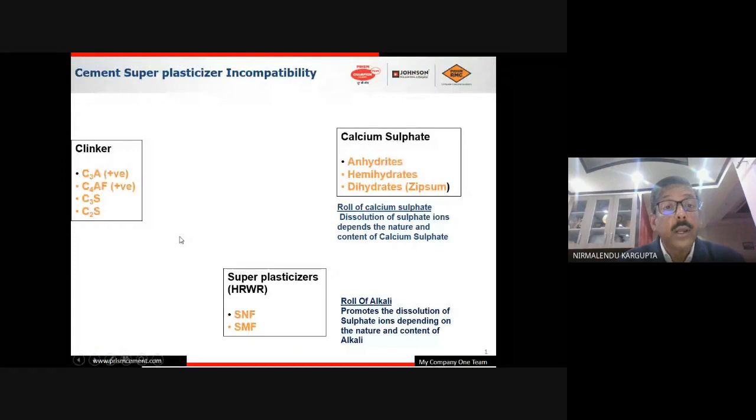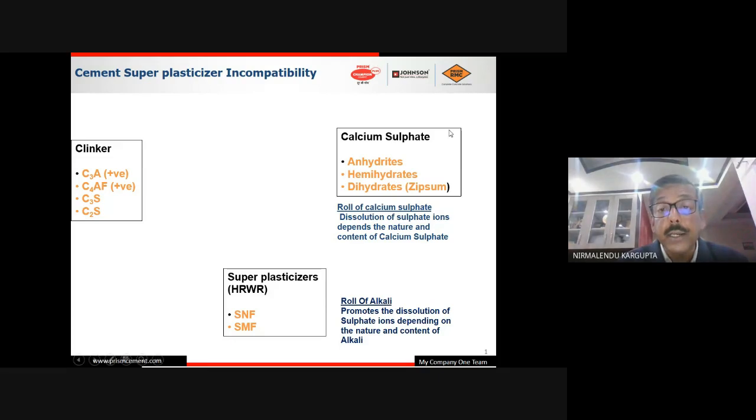See, now I will come to cement superplasticizer incompatibility. See, this is a clinker. You know that C3A is there. It is also positively charged. C4AF is highly positively charged. C3S is also there. C2S is also there. Dicalcium silicate, tricalcium silicate, tetracalcium aluminoferrite, and tricalcium aluminate. This is a cement part, right? This is a gypsum part. I told that some polymorph has been taken here. It's not only dihydrate, which is called gypsum. Hemihydrate is also taken.